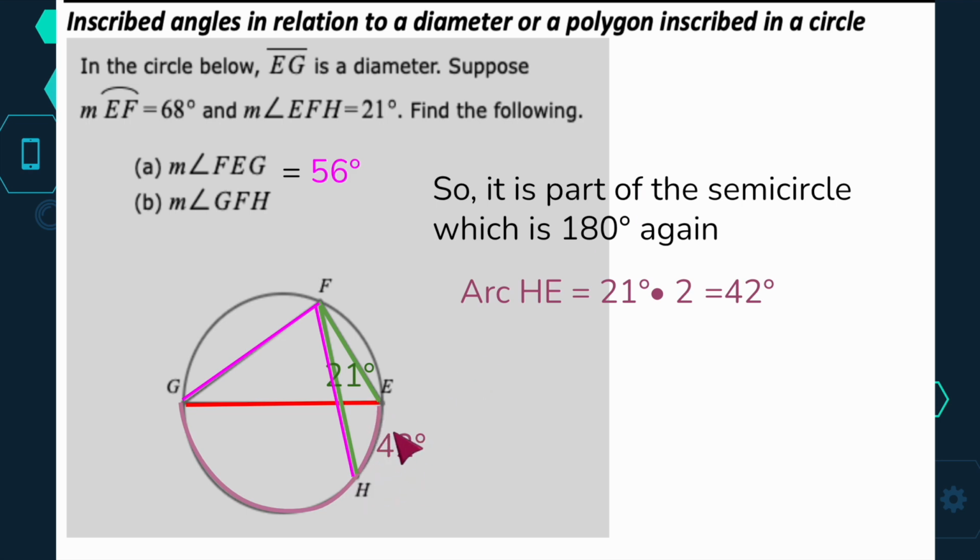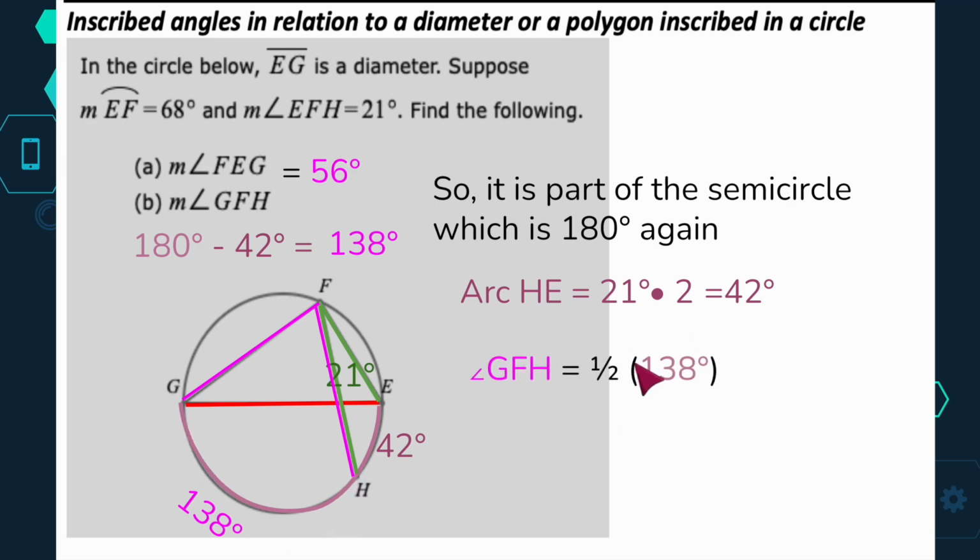I'm going to take that 42 degrees, just like I did in part A, and subtract it from 180 because that'll tell me this longer arc, the one that I need. So I get 138 degrees. That's what I need, right? Now I can take the 138 degrees and divide that in half because I'm going to the angle. Remember, if I'm going from arc to angle, it's dividing in half. If I'm going from angle to arc, I'm multiplying by 2. So it's just a back and forth there. If I divide in half, I get 69 degrees. So angle GFH has to be 69 degrees.